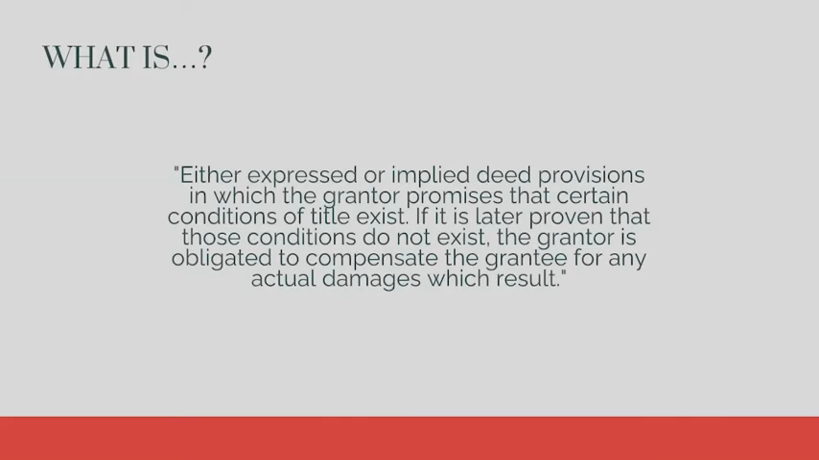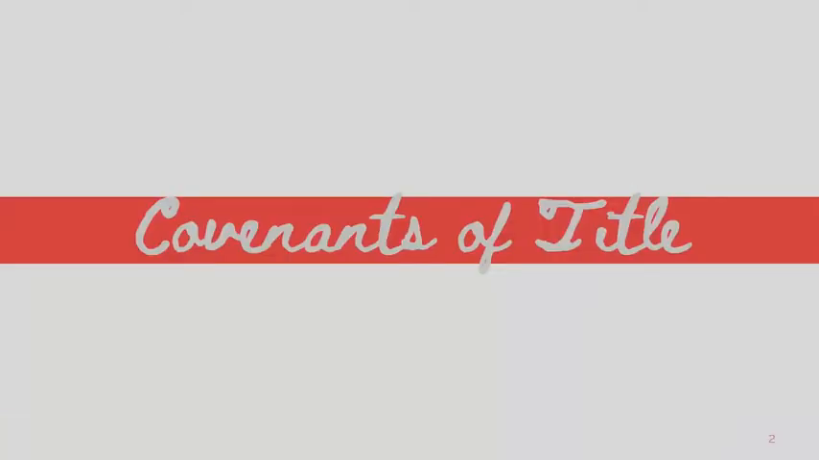Either expressed or implied deed provisions in which the grantor promises that certain conditions of title exist. If it is later proven that those conditions do not exist, the grantor is obligated to compensate the grantee for any actual damages which result. Again, either expressed or implied deed provisions in which the grantor promises that certain conditions of title exist. If it is later proven that those conditions do not exist, the grantor is obligated to compensate the grantee for any actual damages which result. Covenants of title.